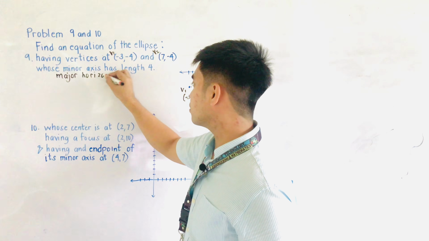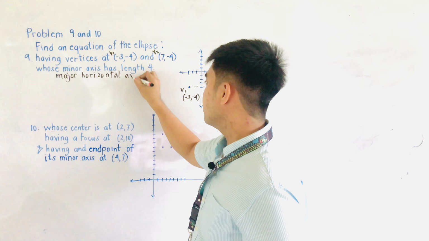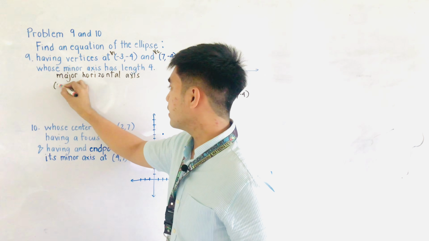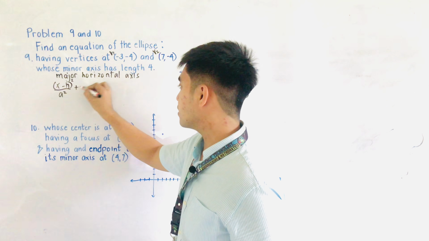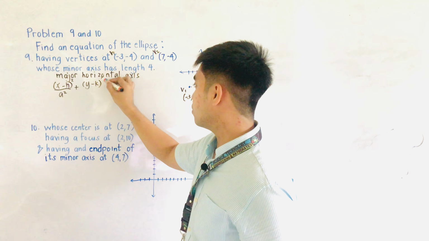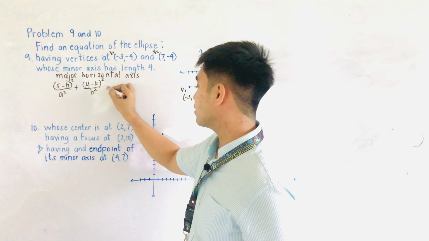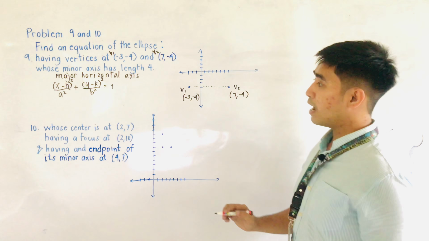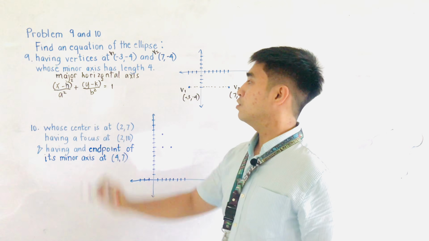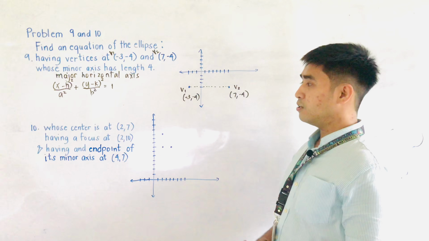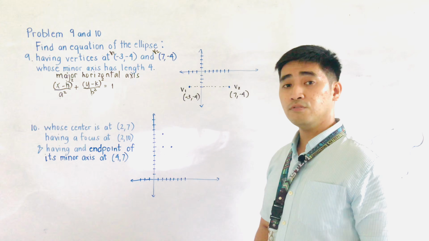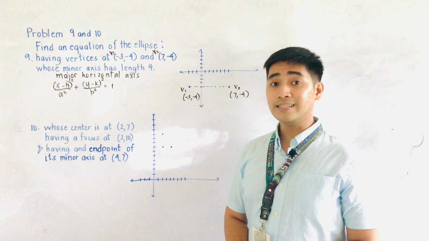And when we have a major horizontal axis, the equation that we will be using is (x minus h) quantity squared over a squared plus (y minus k) quantity squared over b squared is equal to 1. Do we have the value of a? Do we have the value of b? In order for us to get the values of a, b, and c, all we have to do first is to locate the center.